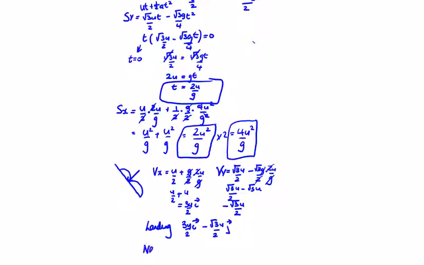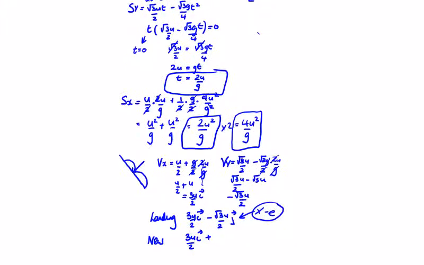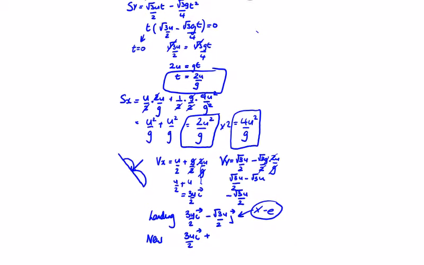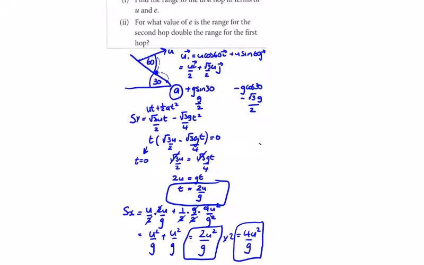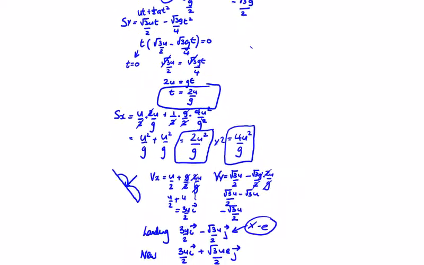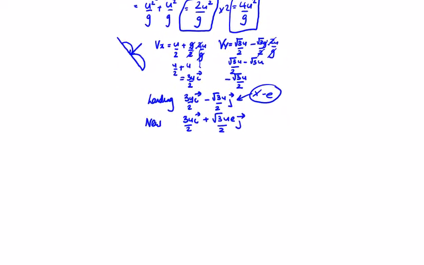So my new velocity is going to be 3u over 2 in the i direction, plus I'm going to multiply this by minus e, and we have plus root 3 ue over 2 in the j direction. Now for what value of e is the range for the second hop double the first? Okay, so we have the 4u squared over g.